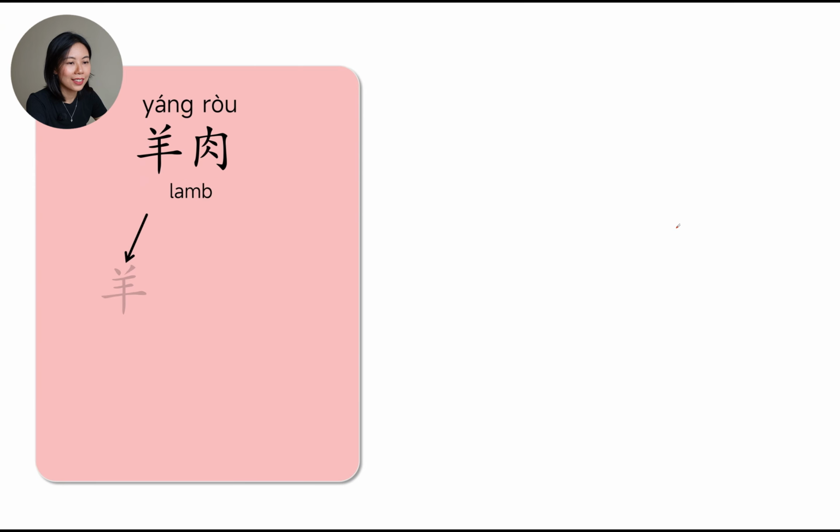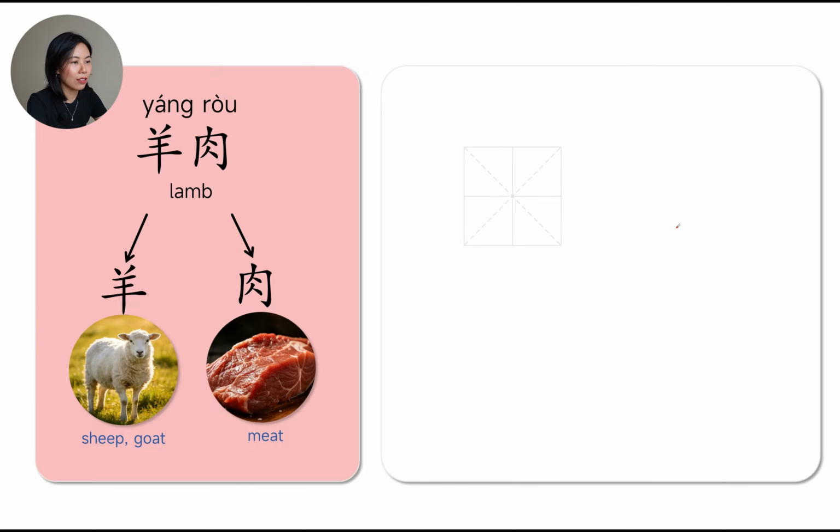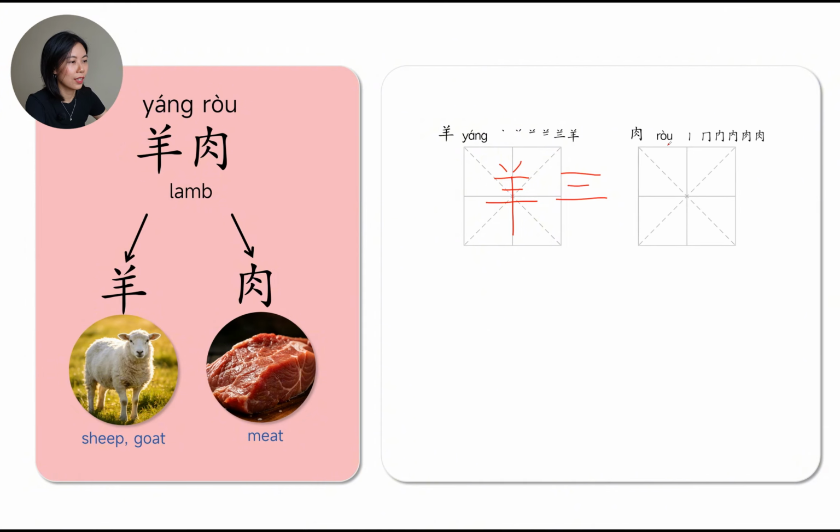很好，下一个，羊肉, lamb. The 羊 means the sheep or the goat. 肉 is the meat. Okay, so let's take a look. Let's write the 羊. 1, 2, 3, 4, 5, 6. Okay, be careful. These 3 horizontal strokes here, we have medium, short, long. And then 肉, 1, 2, 3, 4, 5, 6.